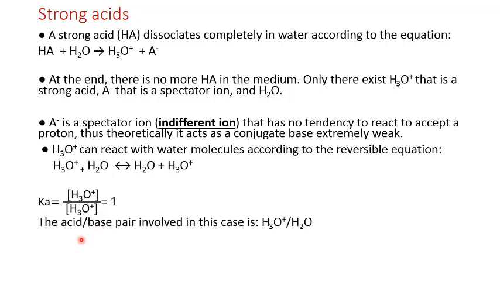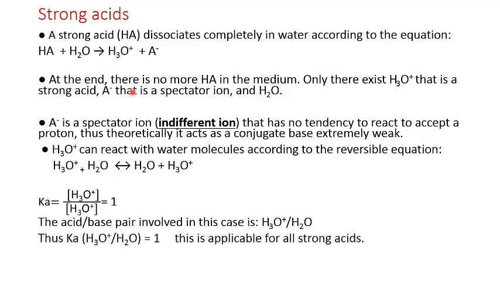It means the acid-base pair involved in this case is H3O+ and H2O. Why? Because this is the acid and this is the corresponding base, or the conjugate base. So Ka for this H3O+/H2O couple is equal to 1. And this couple is to be considered for all strong acids, whether we're dealing with HCl or HNO3.